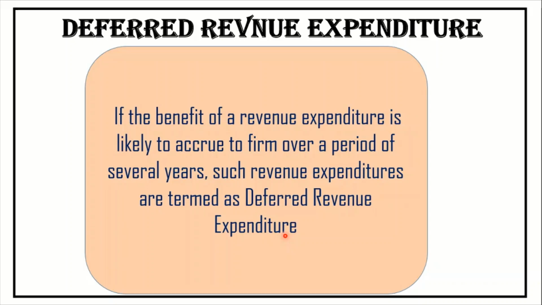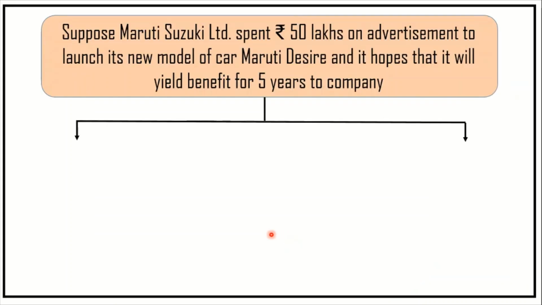Let us understand this with the help of an example. Suppose Maruti Suzuki Limited spent 50 lakhs on advertisement to launch its new model of car, Maruti Dzire, and it hopes that it will yield benefit for 5 years to the company. Now 50 lakh on advertisement, basically advertisement is an expense of revenue nature. But if the amount is huge and is also going to give the benefit for the next 5 years, it will not be justified if we take the entire 50 lakh as an expense and show it in one accounting year. Of course it will not give you a true picture of profits.